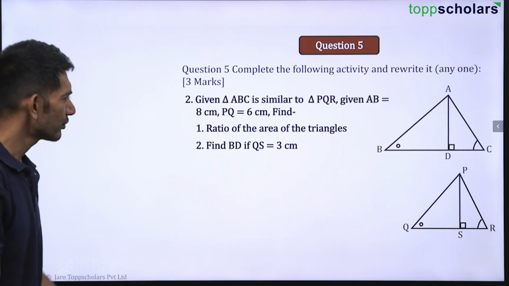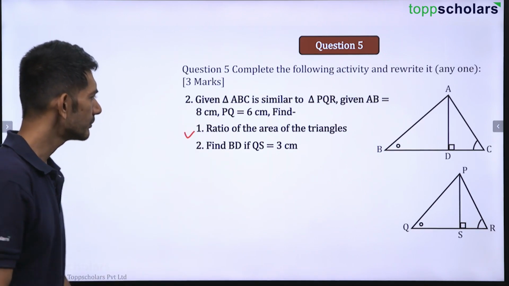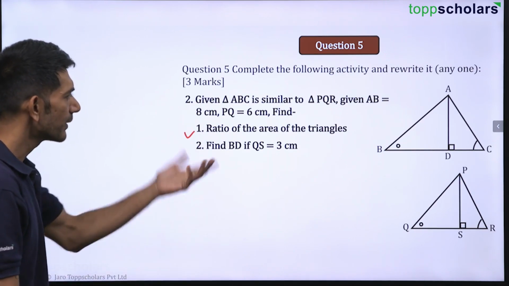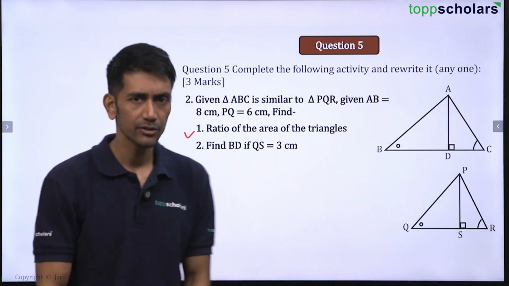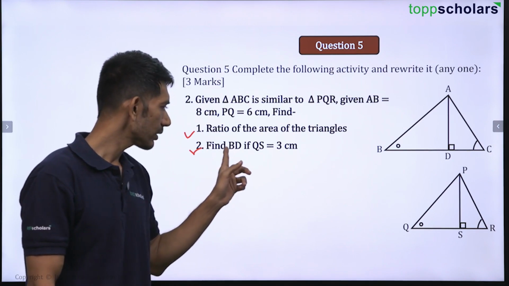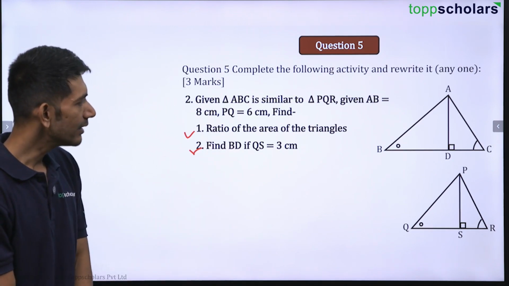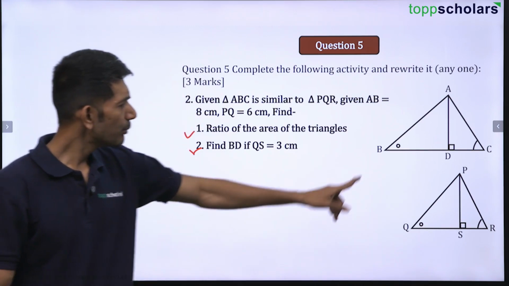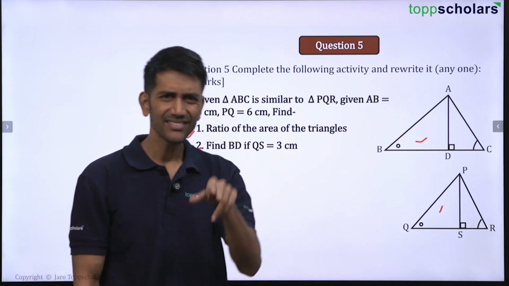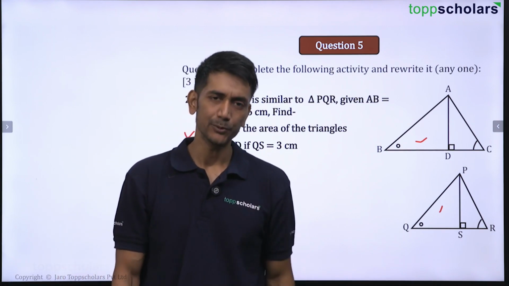So anyways, this was given. Firstly, we find the ratio of the areas of the triangles. The ratio of the areas of the triangles, as we know, is 8 square by 6 square. We got 16:9. And then we found BD as well, where QS is 3, so BD is 4, by proving the two triangles similar, taking the ratios, cross multiplying and getting the value.